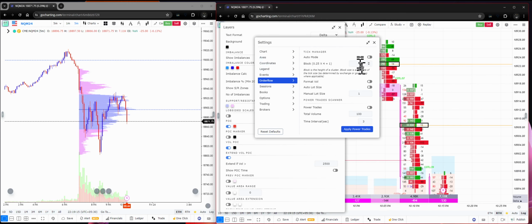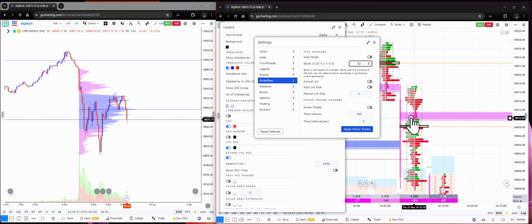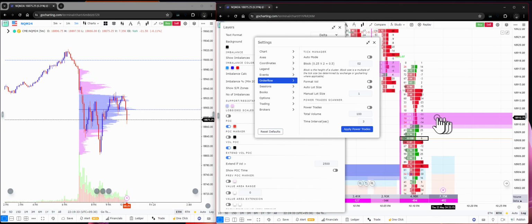If you change this, the settings will change again, because the number of contracts in a $1 block will be more if you decrease this setting. So I will just show it to you what happens. If I make it 2, you can see there is another imbalance that is plotted, because it is now considering a 50-cent block as one block instead of a $1 block. So that is why this has happened.